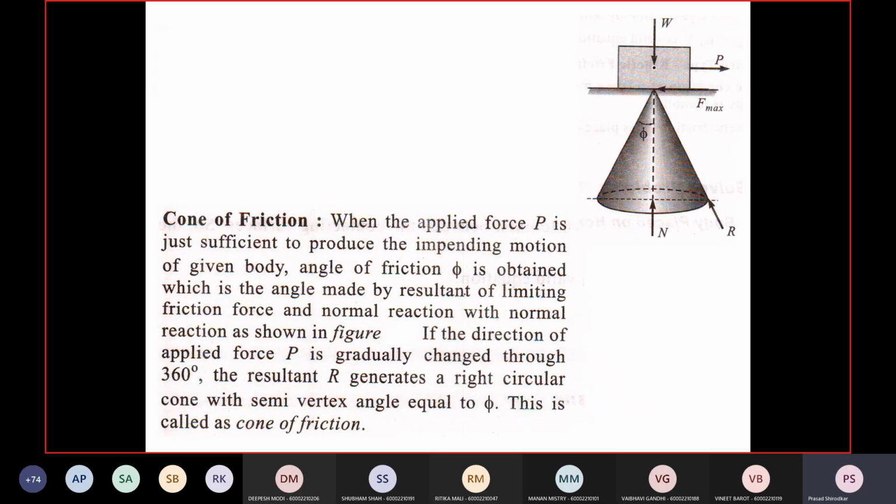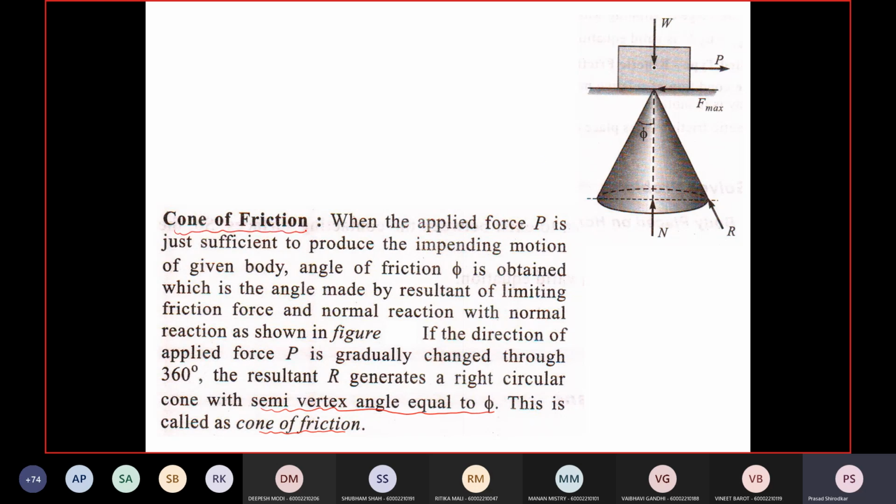The third and last term which you need to know is the cone of friction. If R makes an angle phi with the normal direction, and now you rotate this R, a cone is generated. This cone is a right circular cone, and it is called the cone of friction. It has a semi-vertex angle equal to phi. So that is all about cone of friction.